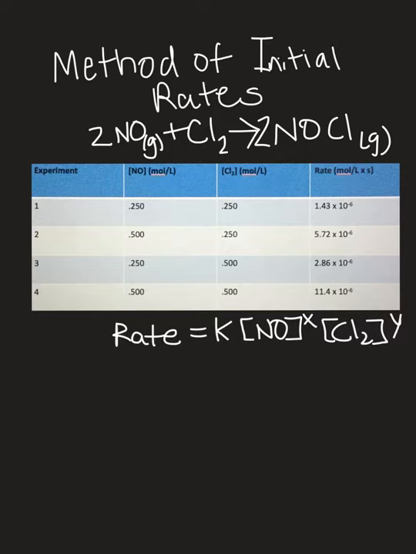So the first one we're going to look at is the nitrogen monoxide. For us to see how nitrogen monoxide affects the rate of reaction, we need to hold chlorine gas constant. Chlorine gas is being held constant in two sets of experiments: trial 1 and trial 2, as well as trial 3 and 4. Let's go with the first two. We can see the concentration of nitrogen monoxide is being doubled, and we're going to be using these two values as well.